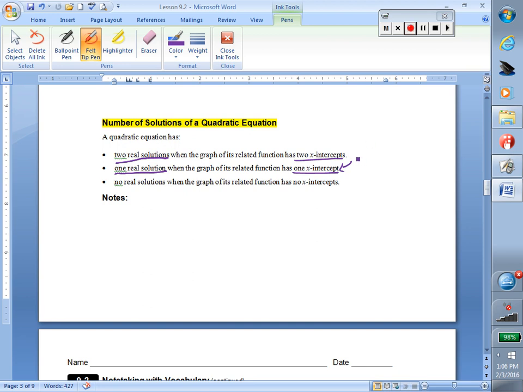One x-intercept, that x-intercept is your vertex point, which is either that minimum point, which is our lowest point of the graph, or it's our maximum point, which is the highest point on our graph. So if you only have one x-intercept, that is your vertex point. If you have no solution, that's when our graph has no x-intercepts. So when you have no solutions, that's when your graph has no x-intercepts.